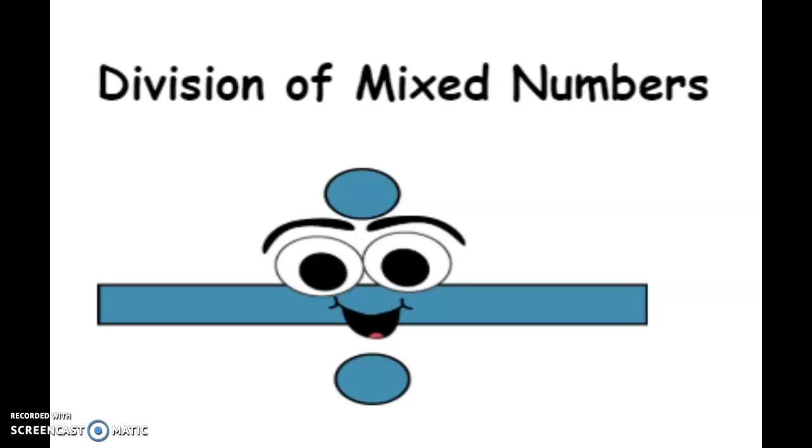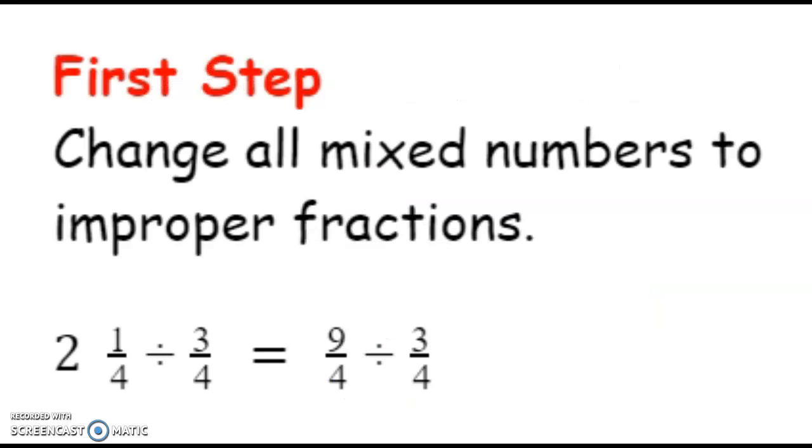This week, we're going to learn how to divide mixed numbers by fractions. Here we go. The first step is to change all the mixed numbers into improper fractions. 2 and 1/4 divided by 3/4 becomes 9/4 divided by 3/4.